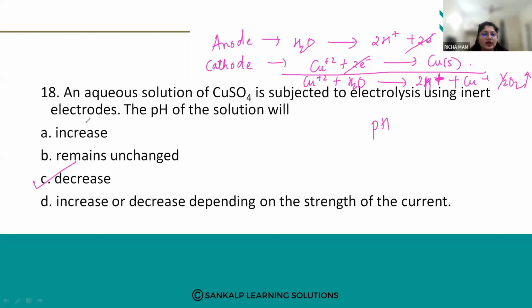An aqueous solution of copper sulfate, when subjected to electrolysis using inert electrodes, what will happen to the pH of the solution? As the H+ ions increase, the pH will decrease. So option number C is the answer.